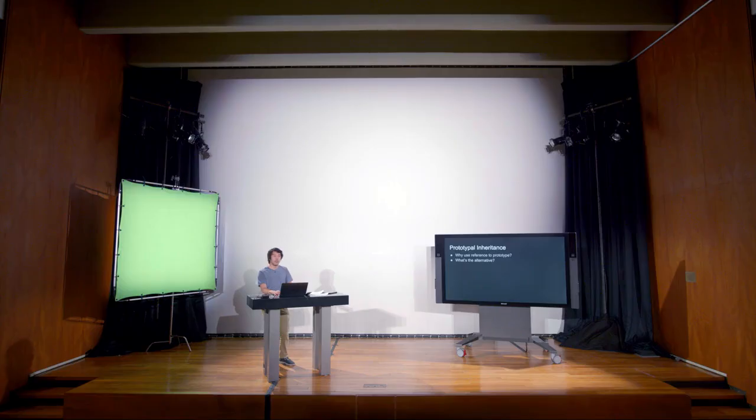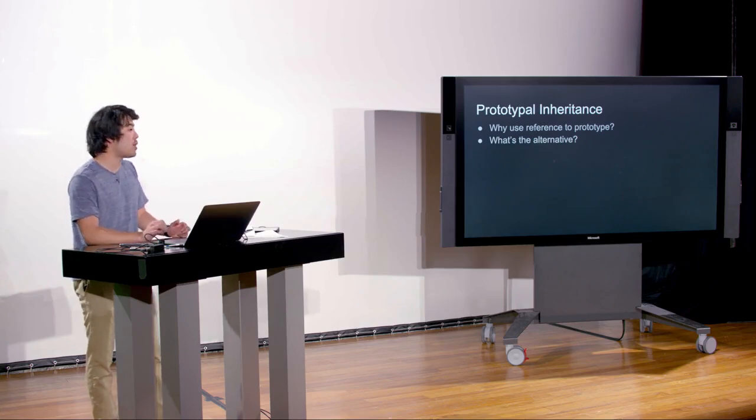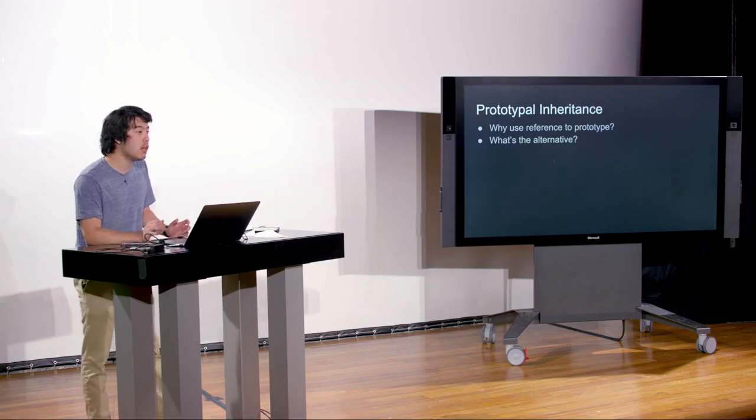Cool. So why would we use a reference to the prototype? And what is the alternative there? Anybody care to give a shot at that? So this is going back a little bit to deep copying versus shallow copying. So maybe if the initial object is massive, and then you just want to do something light after it. Yeah, so if the initial object is massive, what happens then?